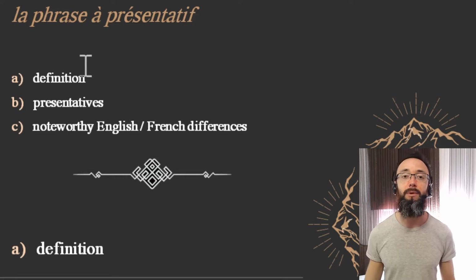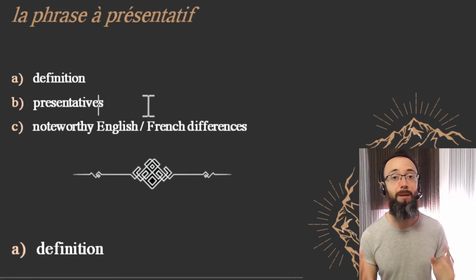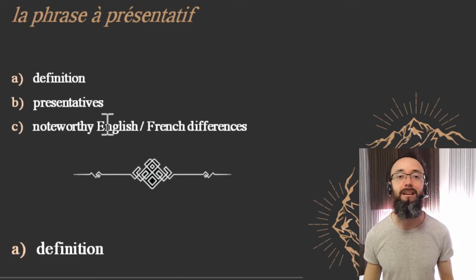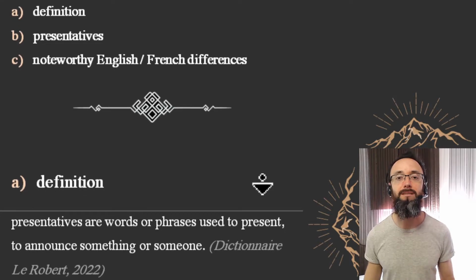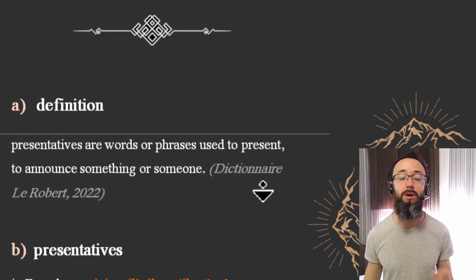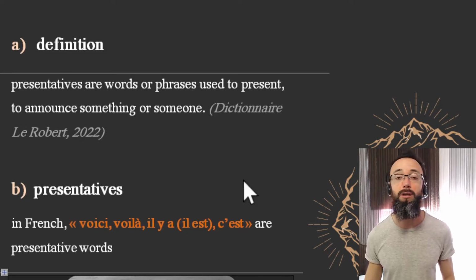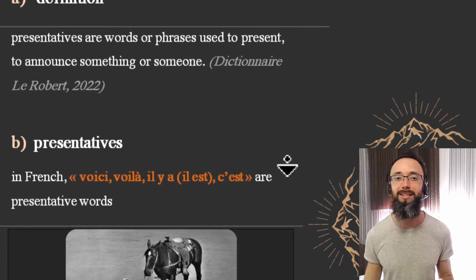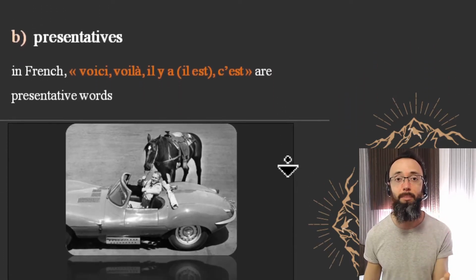In this lesson, we'll have the definition, what is a presentative, we'll have a bunch of examples, what are some of them, presentatives and sentences, and finally, noteworthy English-French differences. A presentative, or presentatives, are words or phrases used to present, to announce something or someone. Not much to say there. Let's go right after the examples.